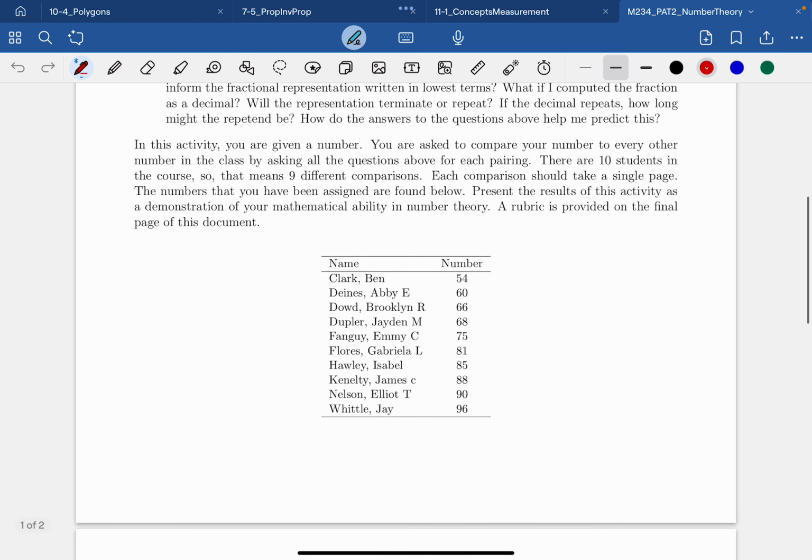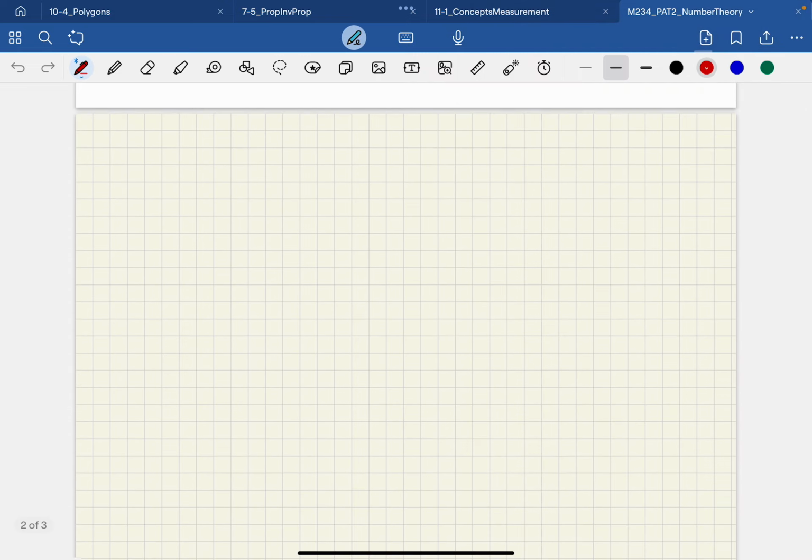So you can see that I've given each of you a number, and you're going to compare your number, much like I will here in a second, with 42 and 72 to every other number in the class. So you're going to carry out 9 different comparisons. So let's go ahead and take a look at how this might work for 42 and 72.